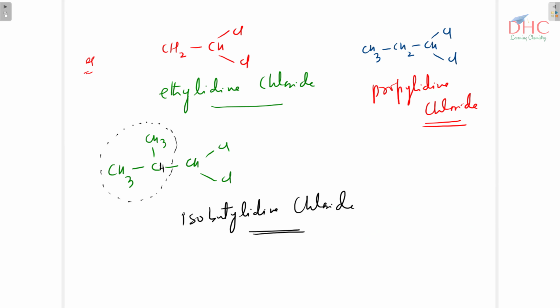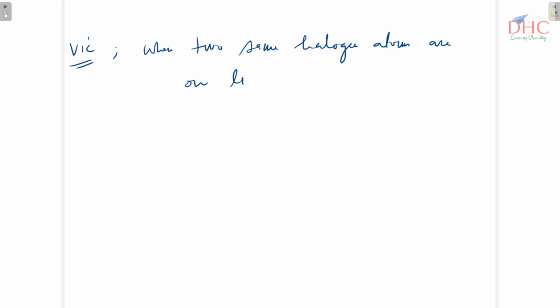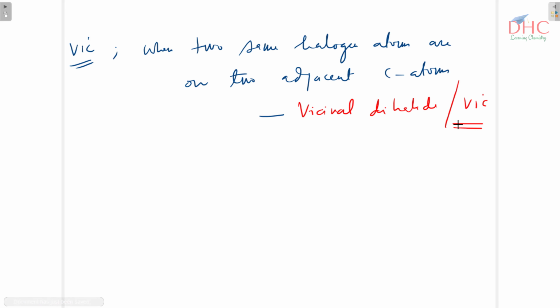Now talking about vicinals, talking about vic dihalides. So what are vicinals? Vicinal dihalides are when two same halogen atoms are on two adjacent carbon atoms. When two same halogen atoms are on two adjacent carbon atoms, the compounds are called vic dihalides or vicinal dihalides, or you can simply say vic dihalide.